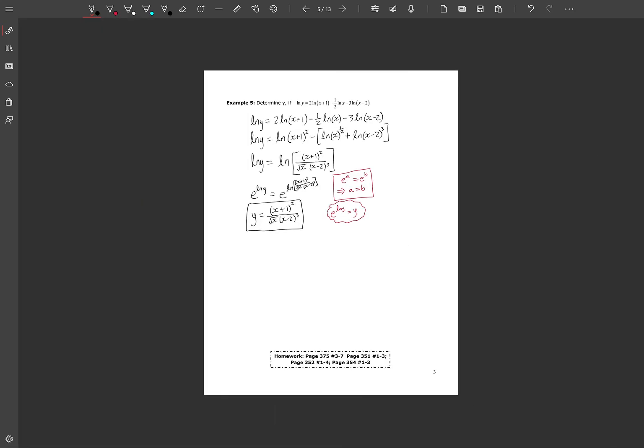All right. So get some practice on this. If you're not super comfortable with logs, get comfortable with them, because if we're going to be able to work with them in derivatives and moving forward, you're going to need to get comfortable with them. All right. Peace.